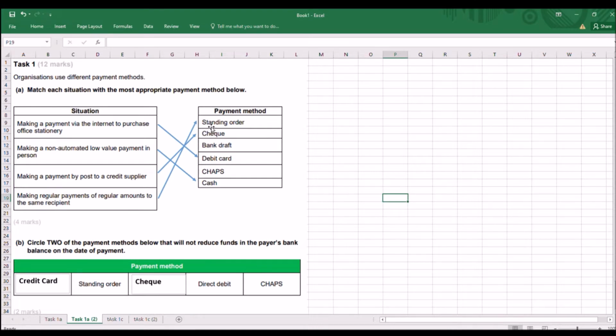Making regular payments, so notice regular payments here, of regular amounts to the same recipient. That's a standing order really. If it was regular payments of different amounts to the same recipient, that would be direct debit. So I thought I'd just add in extra bits.